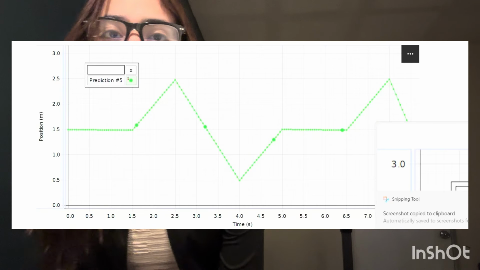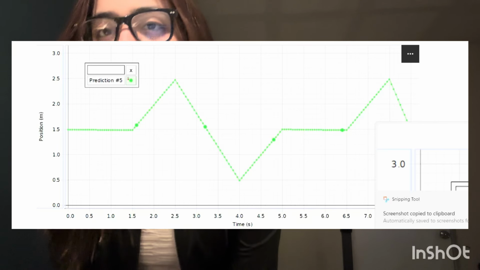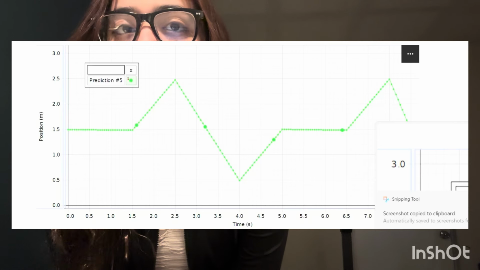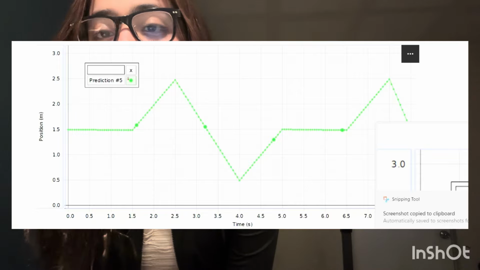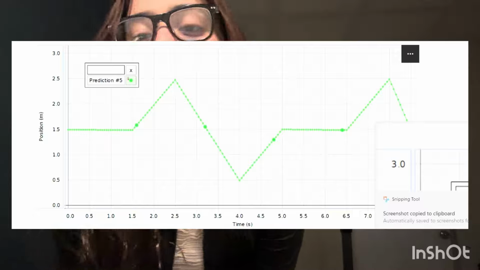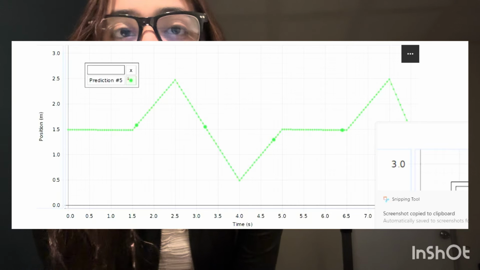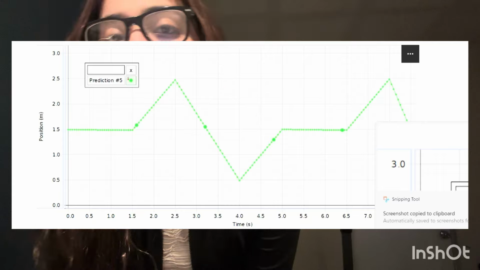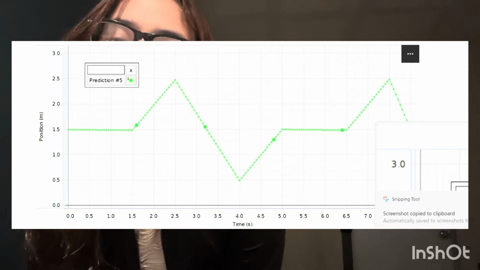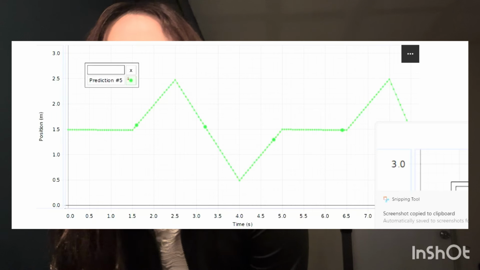At the beginning, the graph is horizontal, lying around 1.5 meters. This means the object was not moving and stayed at a constant position. And then the line slopes upward, which shows the object was moving away from the sensor at a constant speed. Next, the line slopes downward sharply, meaning the object was moving back toward the sensor. And the lowest point of the graph represents the closest distance to the sensor.